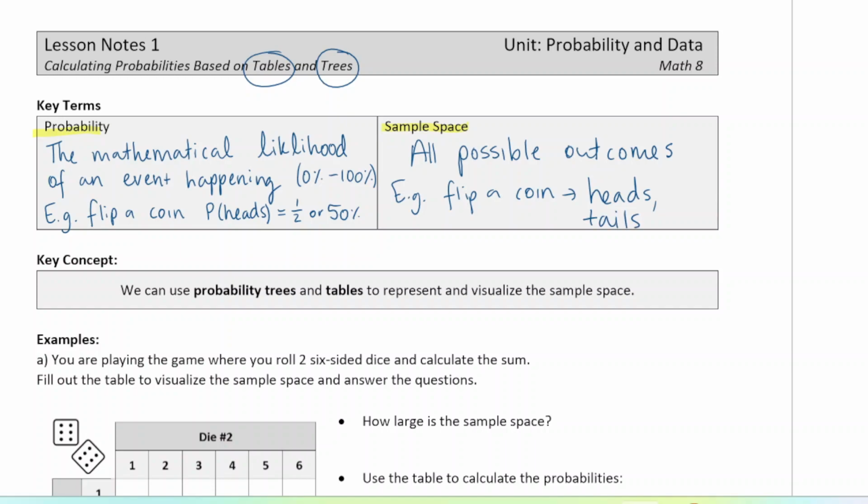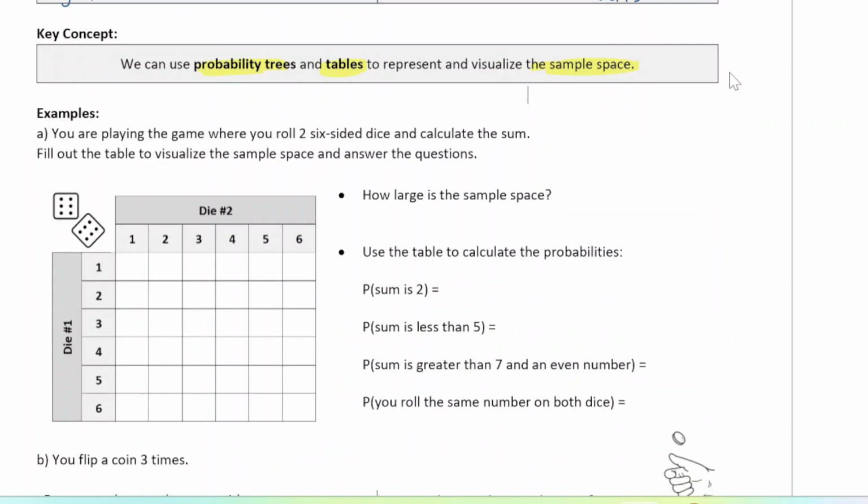When the probability experiments get more complicated, the sample space is pretty large, and there are certain ways that we can represent the sample space to make it easy to visualize. So in this case, we're going to use probability trees and probability tables to visualize the sample space when our probability experiments get more complex. Okay, so let's do a probability table first.